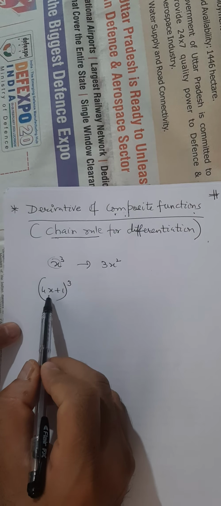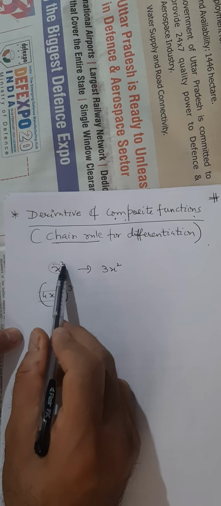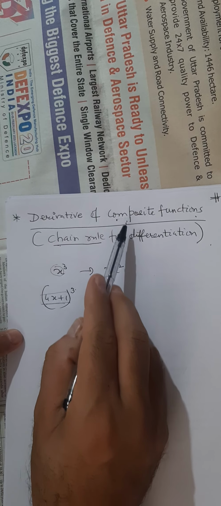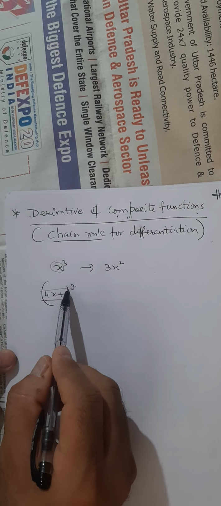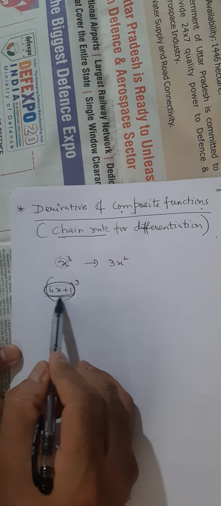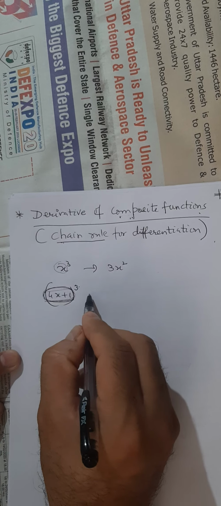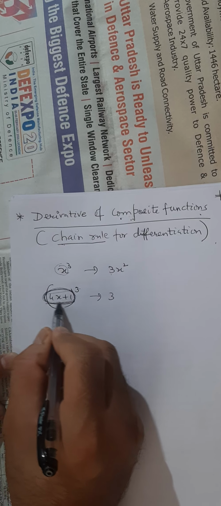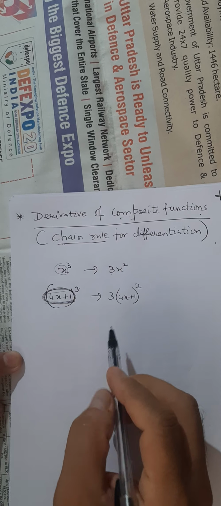Now this is not a single function, this is a composition of two functions. One is 4x plus 1 and the other one is x cube. So how will we find the derivative? That is the question. This is called a composite function, remember. So what we'll do, we imagine this bracket as x. So it looks like x cube. Now what is the derivative of x cube? You know 3. We are not going to write x, we consider this as x. So 4x plus 1 the whole square.